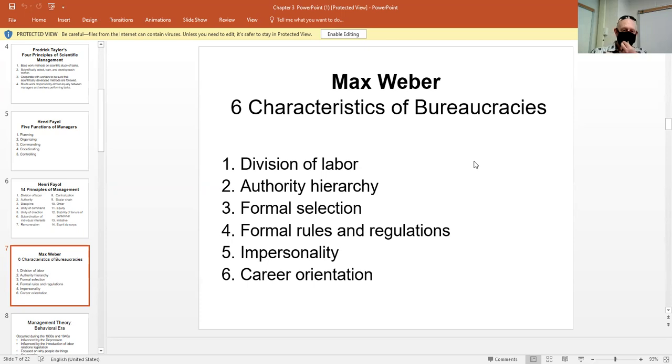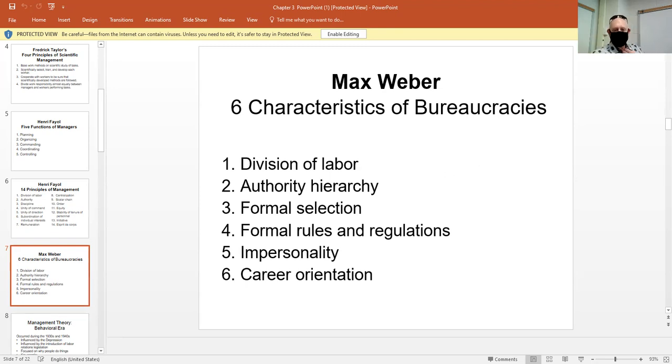I don't know. Formal selection is something else that is done. You don't give a lot of choice in this bureaucracy. The people at the top are choosing employees. You're choosing what they're going to be doing. They hand out formal rules and regulations. It is not very personable. It's not very friendly from the managerial side of things. It's impersonality, where you're not that approachable. It's across-the-board rules for everybody. You're not making exceptions and things like that.